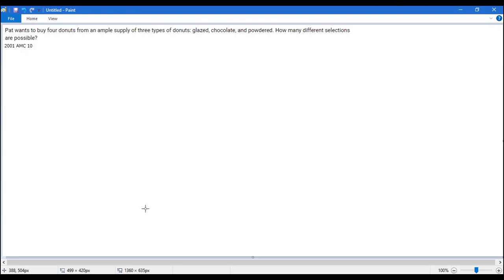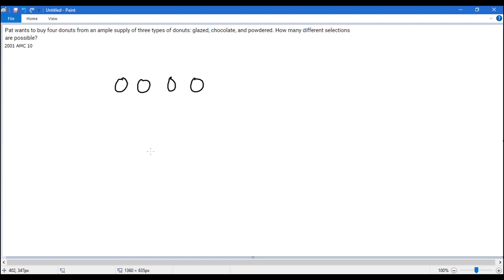They have a very useful combinatorics trick that we'll go over with this problem. Pat wants to buy 4 donuts from an ample supply of 3 types of donuts: glazed, chocolate, powdered. How many different selections are possible? So we want 4 donuts, and we want to split it in some way into those 3 categories.